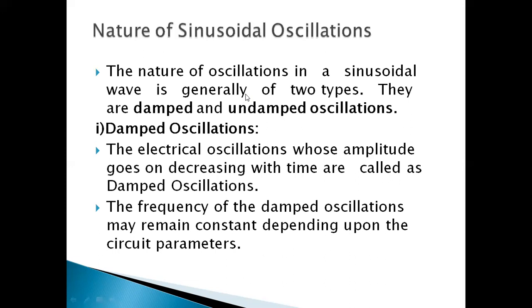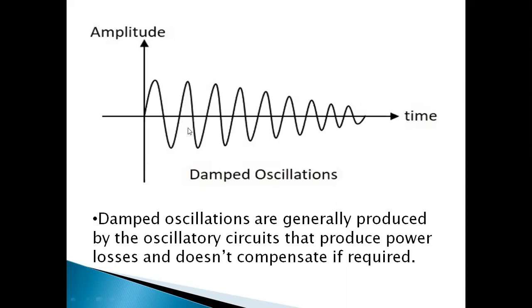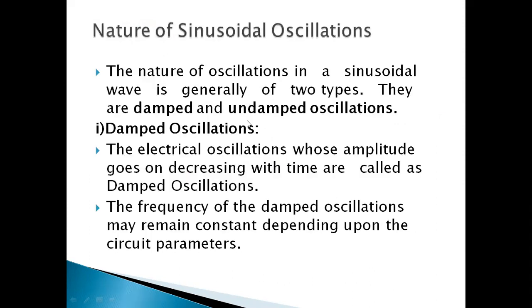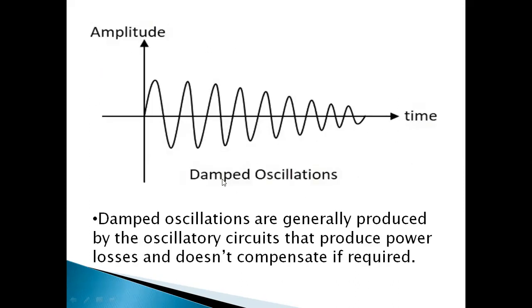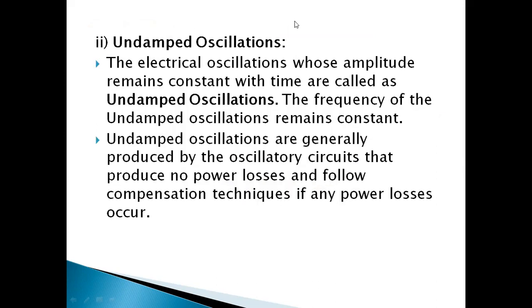Next one, nature of oscillations. What is the nature of oscillations? We have two types of oscillations depending on the nature of the sinusoidal wave. First one, damped oscillations. Next one, undamped oscillations. Damped oscillations are oscillations whose amplitude goes on decreasing with respect to time, like this. These are called damped oscillations. For these, we have some power loss, and there is no compensation method if you require some compensation.